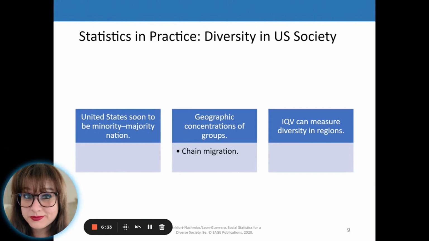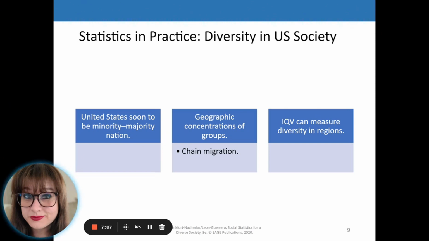The United States is a minority-majority nation, but basically the demographic and population is changing. And if we want to be representative in our statistical practice, we have to be representative of that population as well, to recognize that and have good, solid variability that is more representative. There are also geographic concentrations of groups, like what's impacting that group or region, making sure that whatever your purpose is, you're including different people.